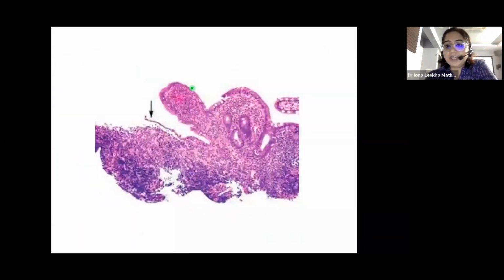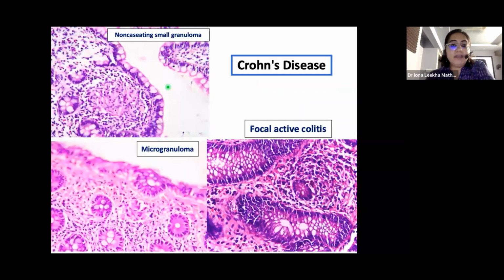This picture is not very good, but I wanted to show you how an aphthous ulcer looks. Aphthous ulcer is basically erosion of the epithelium overlying a lymphoid aggregate, and this erosion is replaced by neutrophils on the surface. This is again a non-caseating granuloma. This is a microgranuloma in the colon, where microgranulomas are a collection of 3 to 7 histiocytes.